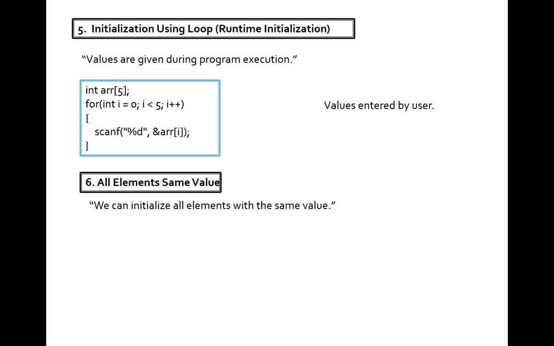Number 6. All elements having the same values. We can initialize all elements with the same values. How is it possible? Look at the example. ARR is an array of type integer holding 5 values. Size is 5. But I have initialized the array to 0. What does it mean? All elements become 0.